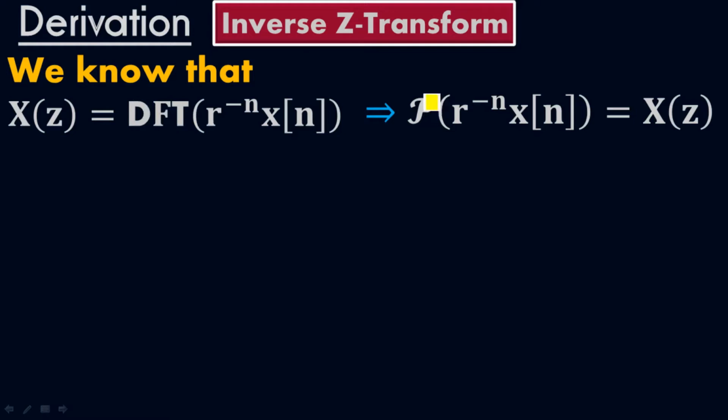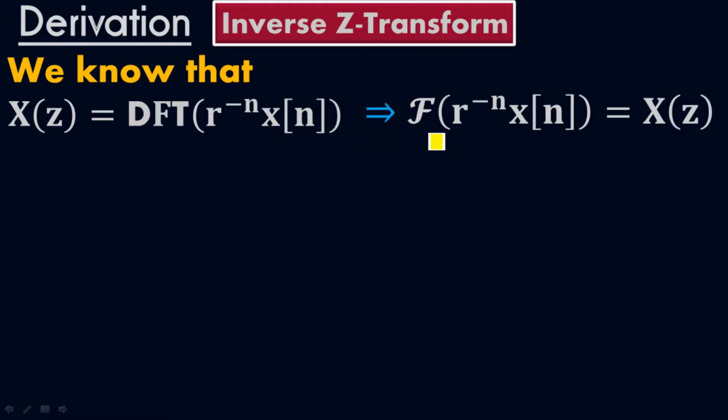Look, this F is the symbol. It is the notation of the Fourier transform. For the discrete Fourier transform, I put Fourier transform only because ultimately it is a type of Fourier transform. So I just put Fourier transform here instead of putting DFT. The rest of the stuff is the same. Fourier transform of r to the negative n times x of n equals X of z.